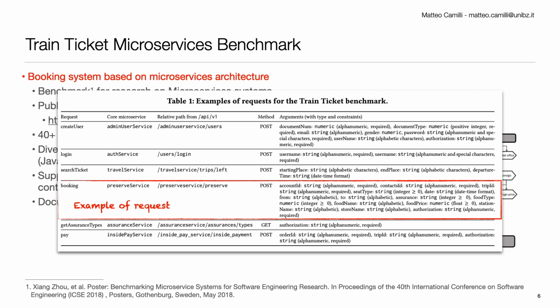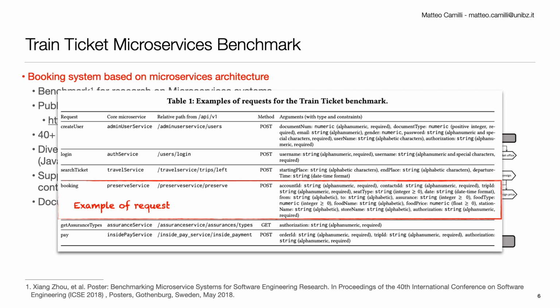So we can see that we have a number of examples containing the type of request, the core microservices handling this kind of request, the path, the HTTP method, and also a list of arguments with type and also constraint. So for instance, the booking request is handled by the pre-serve service, and it is a post request, and you can also see here the list of accepted parameters.